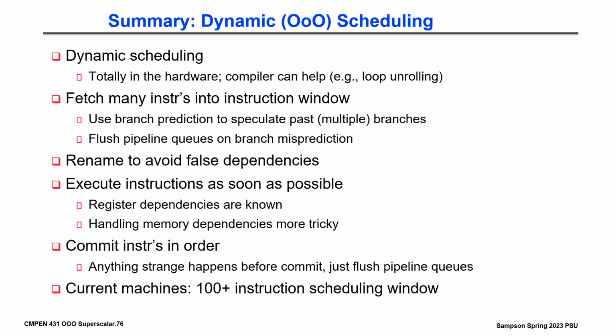Now, we want to fetch as many instructions as possible into that scope. So we are going to use branch prediction to speculate past many, many, many branches. Again, this is why, well, I said you could be aggressive about doing branch recovery early.